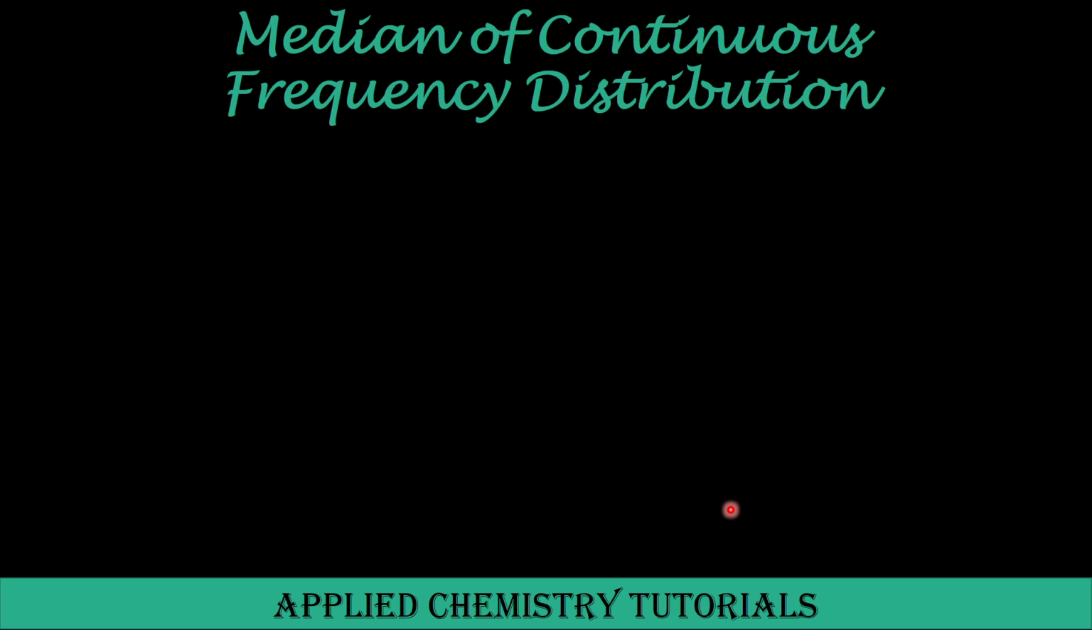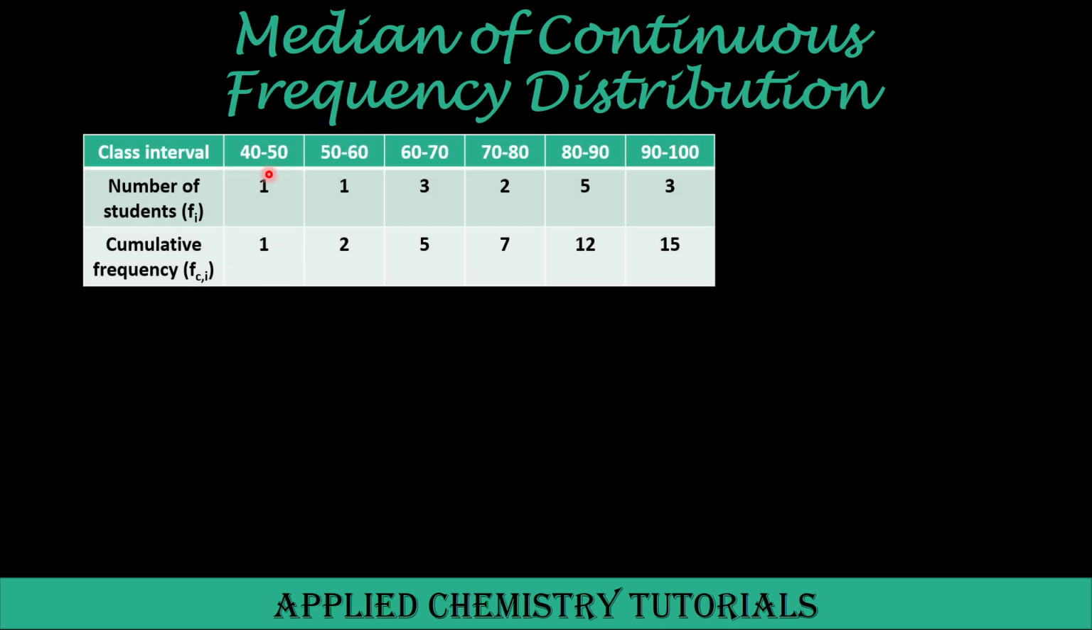Now, before going into the calculation of mean deviation about median for continuous frequency distribution, first we need to calculate the median. So, for median, we have the following tabular format. The class intervals are shown in row 1, the number of students are defined in row 2, and now from this we can calculate the cumulative frequency or cfi term.